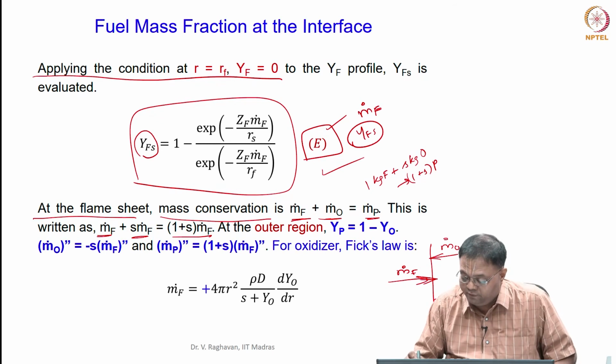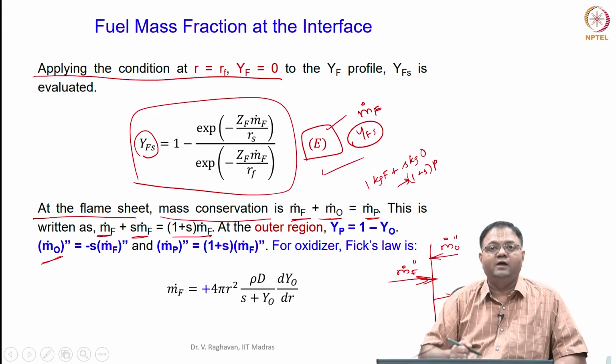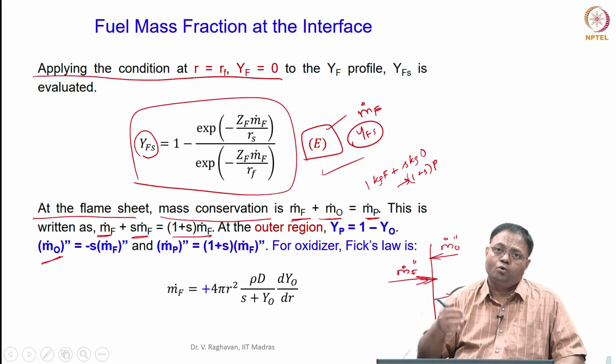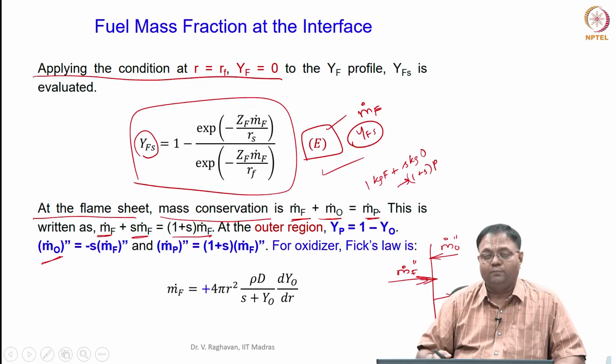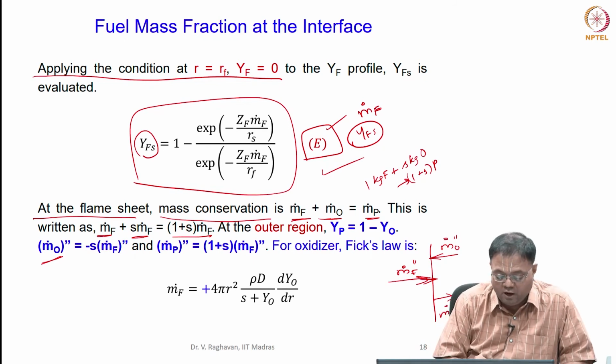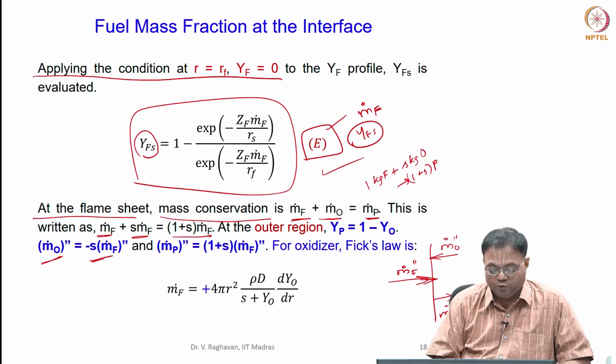When I say fluxes, you can see that M dot O double dash is in the opposite direction. It is a vector, rho V, correct. So that vector comes in the other direction, that is the negative direction, and that will be equal to minus S times M dot F double dash.